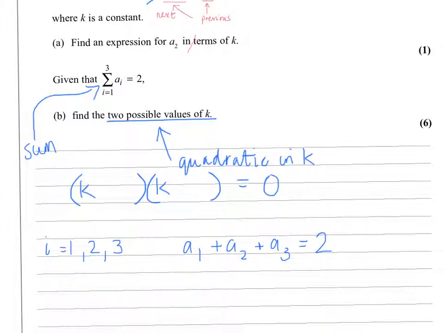It just means that you can now find A3, add them all together, and it's equal to 2. So I actually think you're going to get a quadratic in k, and you can find 2 possible values.